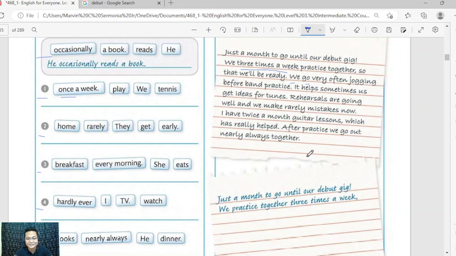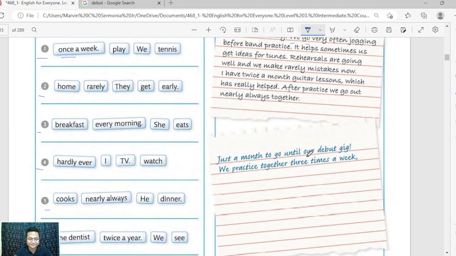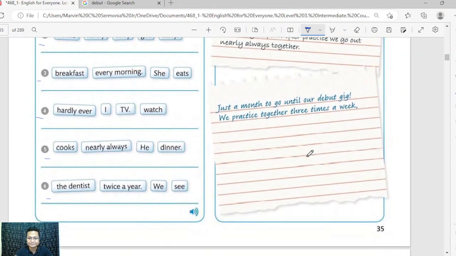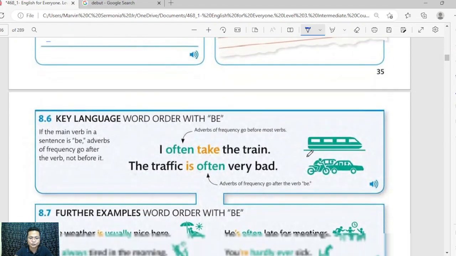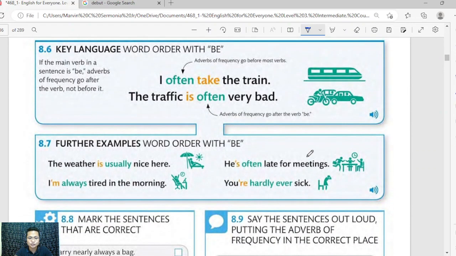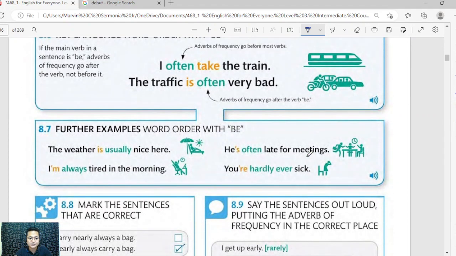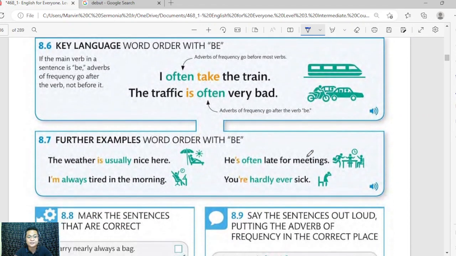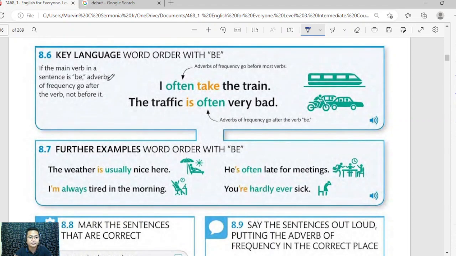So how many items did you get? For you to practice more about this, you may want to try this one, but I'll be explaining briefly about the word order. If the main verb in a sentence is be, adverbs of frequency go after the verb, not before it. So we have the be verb is. So the traffic is often very bad.